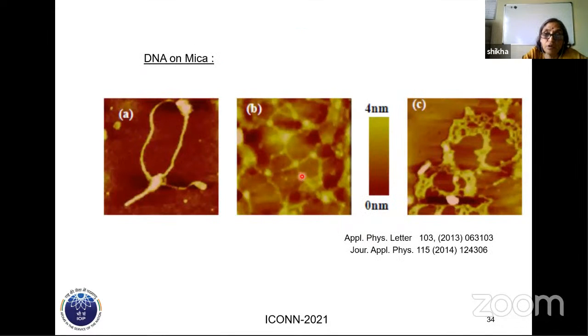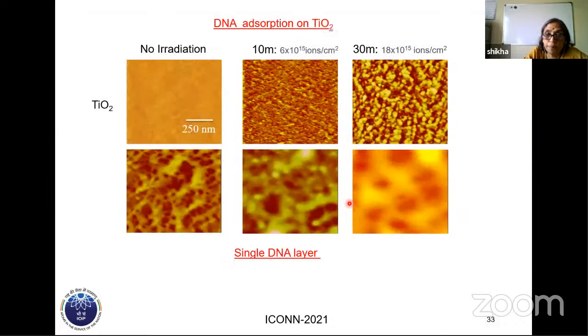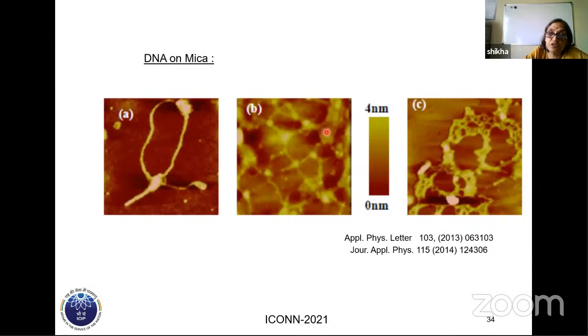DNA can look in various forms. DNA can look like this, and this is a film of DNA. So what we are seeing is kind of a one monolayer film on the surfaces. Whether we'll see this or this or this will depend on the DNA concentration and the concentration of the buffer solution, which is also used. All three are on the mica surface.